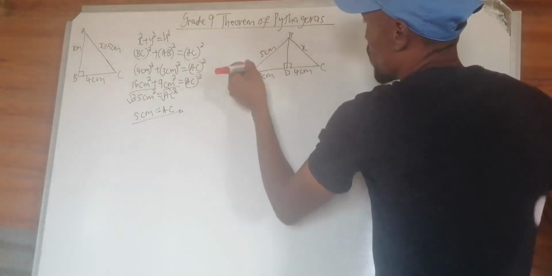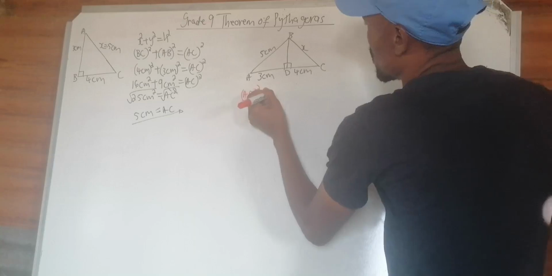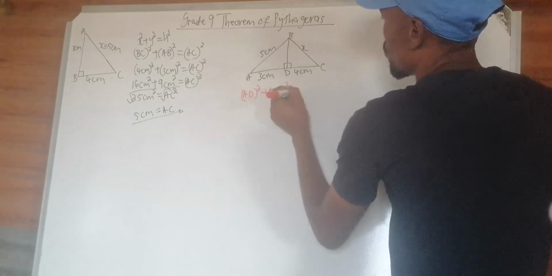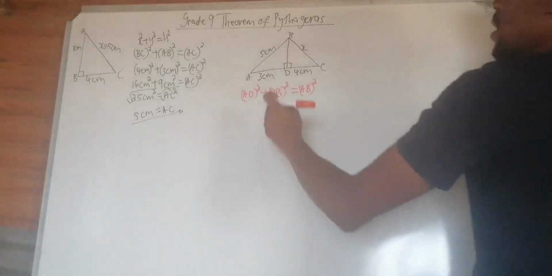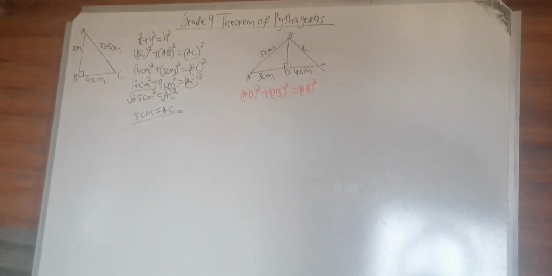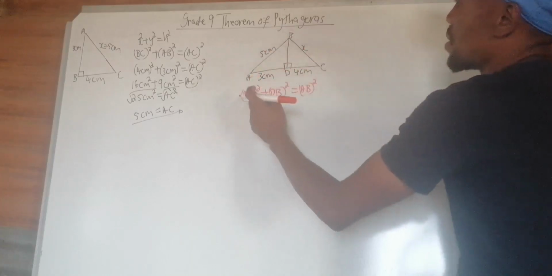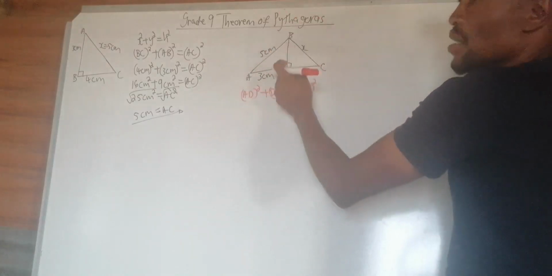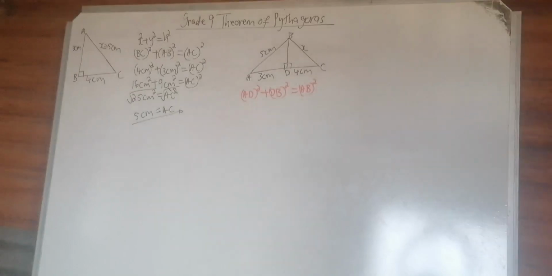I know that the theorem of Pythagoras will tell me that AD, that is squared, plus BD, that is squared, must be equal to AB, that is squared. Okay? Theorem of Pythagoras. Sum of the two sides. First of all, before we do calculations, you have to indicate which triangle you are working on. I am on this triangle, hence I'm saying AD plus BD equals AB squared.